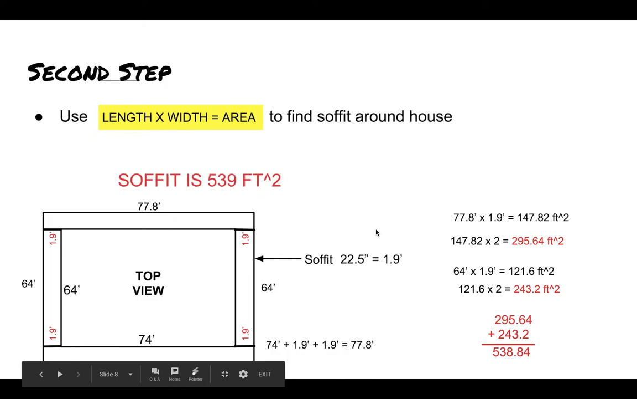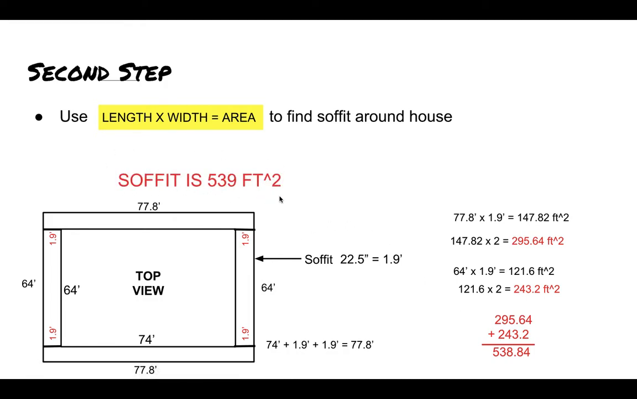But we are not done, as we were asked to round to the nearest square foot. So our soffit is 539 square feet. And that is how you find the square footage of a soffit.